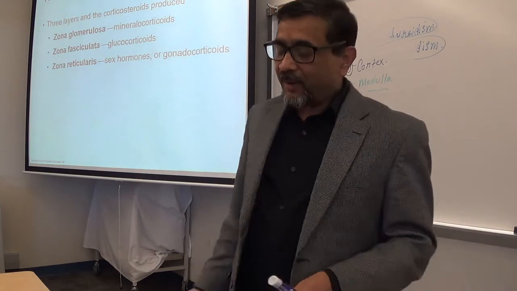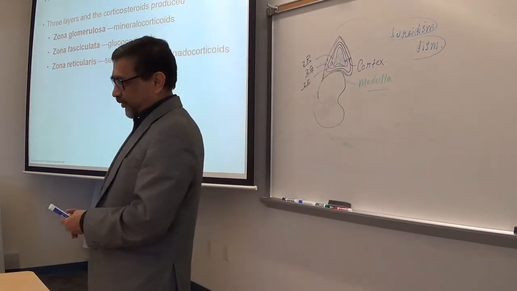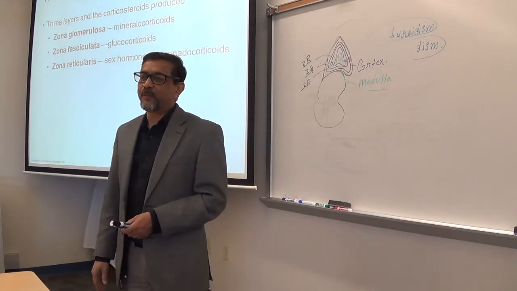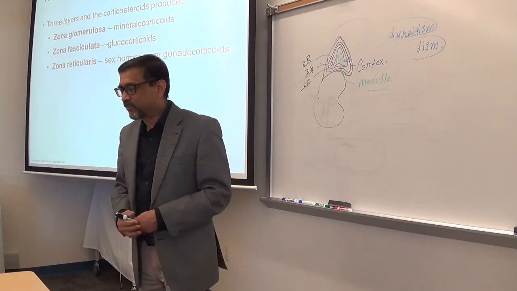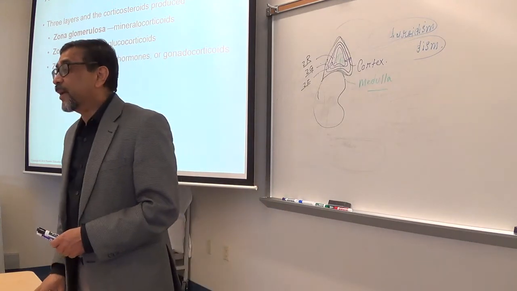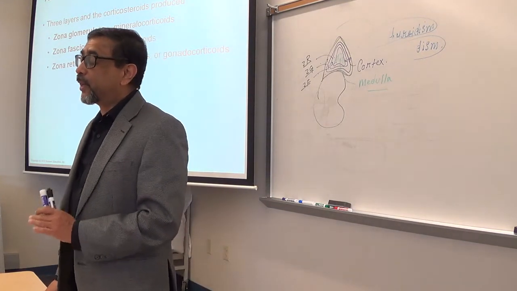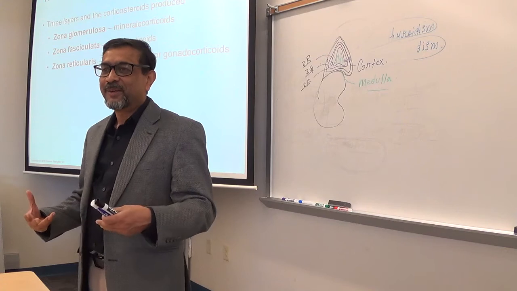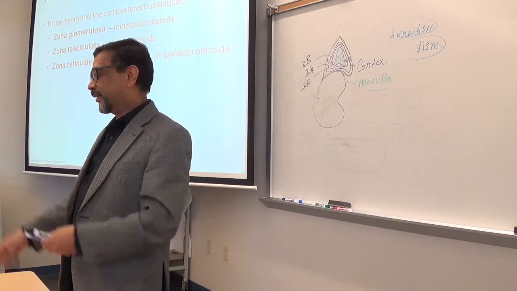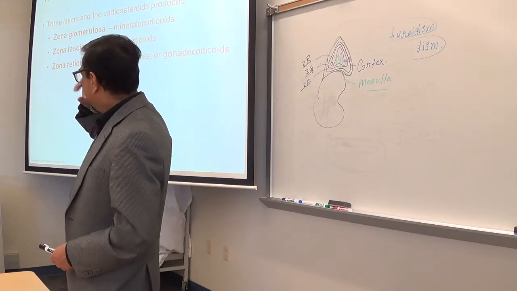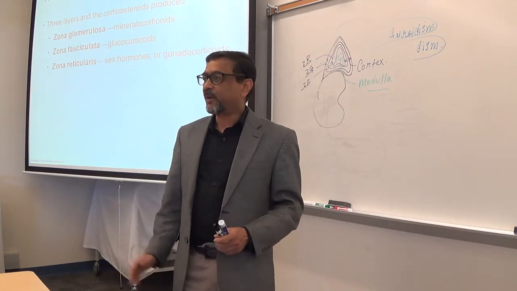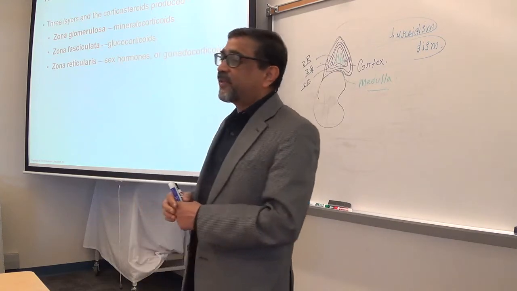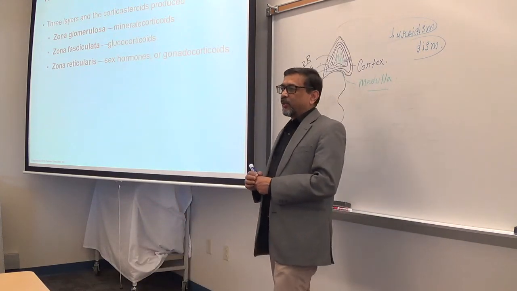Zona glomerulosa produces mineralocorticoids. Cortical hormones, corticoids. Cortex. The mineralocorticoids regulate minerals. That's why they're called mineralocorticoids. Minerals in the body: sodium, potassium, other minerals. Okay? Just know that it is regulation of minerals. That's why they're called mineralocorticoids.